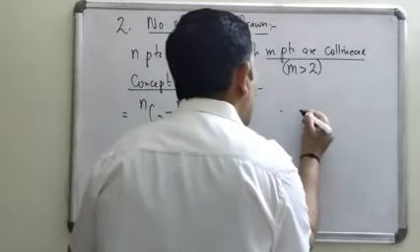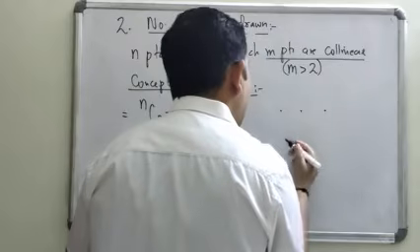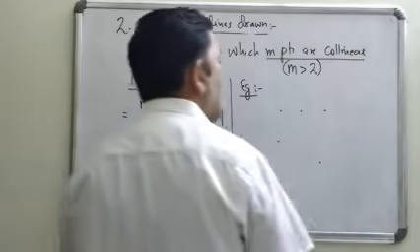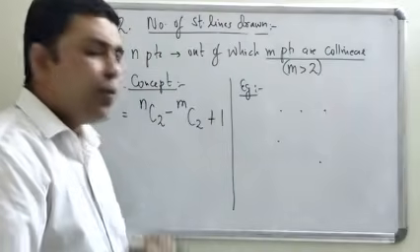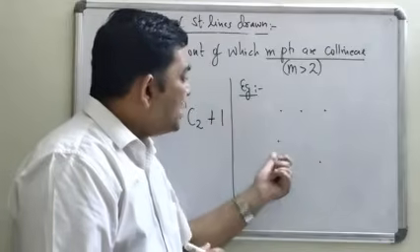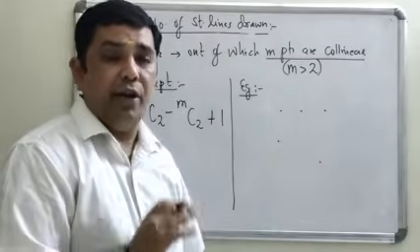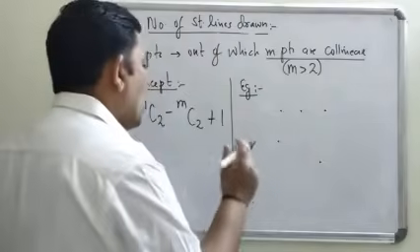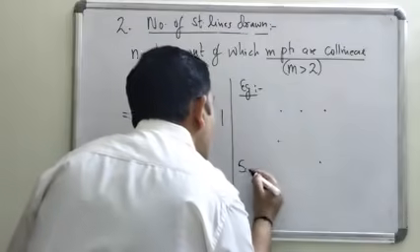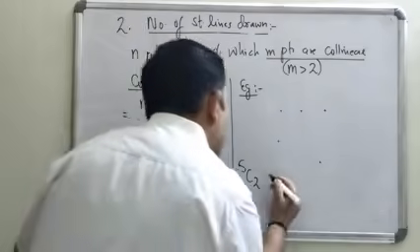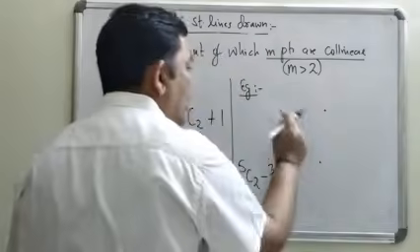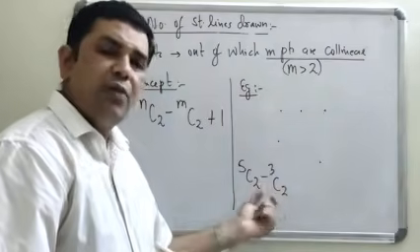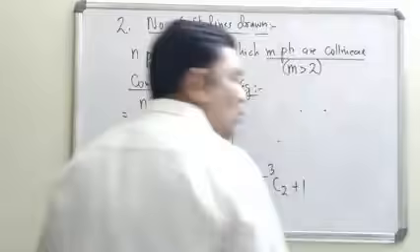So we have 1, 2, 3, and then we have 4, and suppose we have 5. Right? So what is the situation? 5 points, out of which 3 of them are already on a straight line. Now before I draw the number of straight lines, what will be the value? It will be 5C2 minus 3C2, because these 3 points, all these straight lines we are subtracting, plus 1.